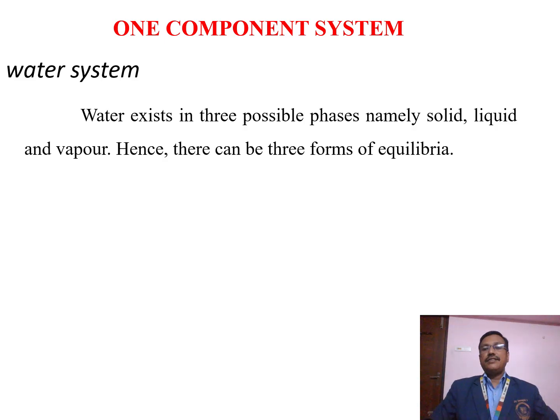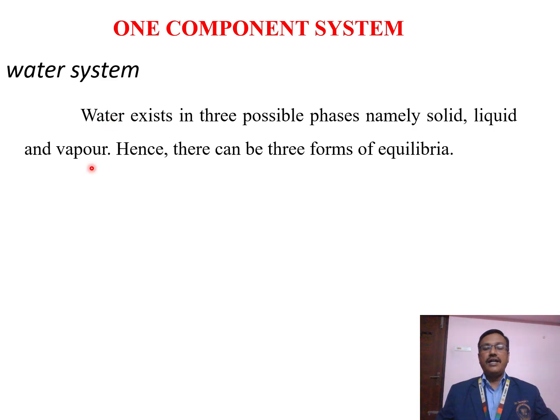Water exists in three possible phases. Am I right? Water is existing in all the three phases. What are they? Solid. What is the solid water? We call it as ice. It is in the solid state. Then what is liquid water? That is the normal water. It is in the liquid state. We call it as water. And one more form is also available, that is known as vapor.